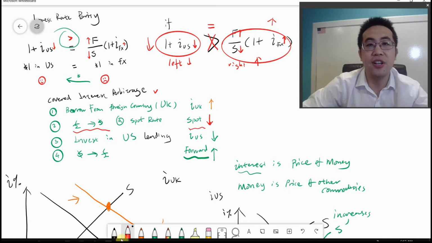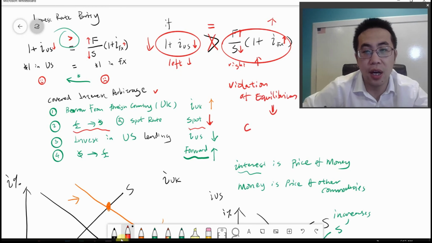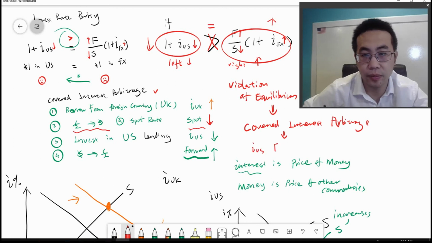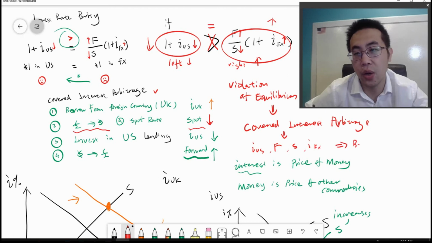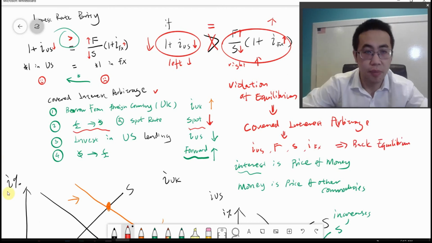Okay, so if there is any violation of the equilibrium, then there will be covered interest arbitrage, and then the forward rate will get affected, and then it will back to equilibrium. Okay, so this is how it goes.